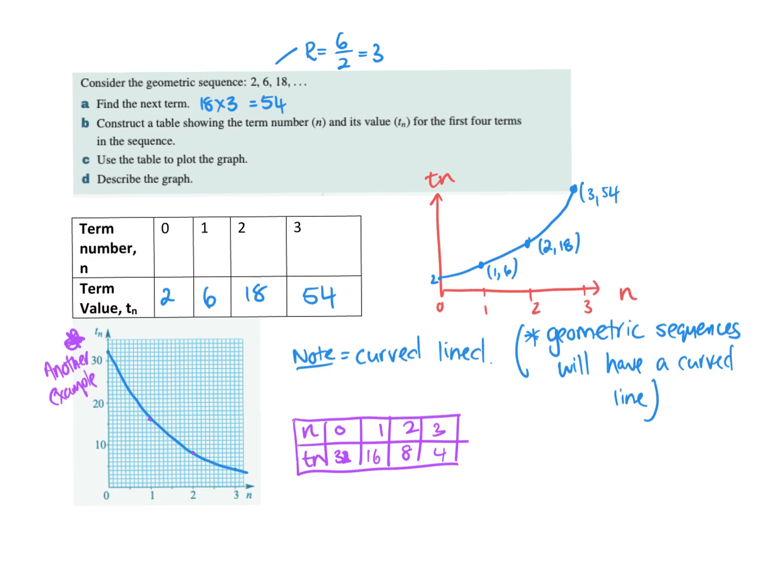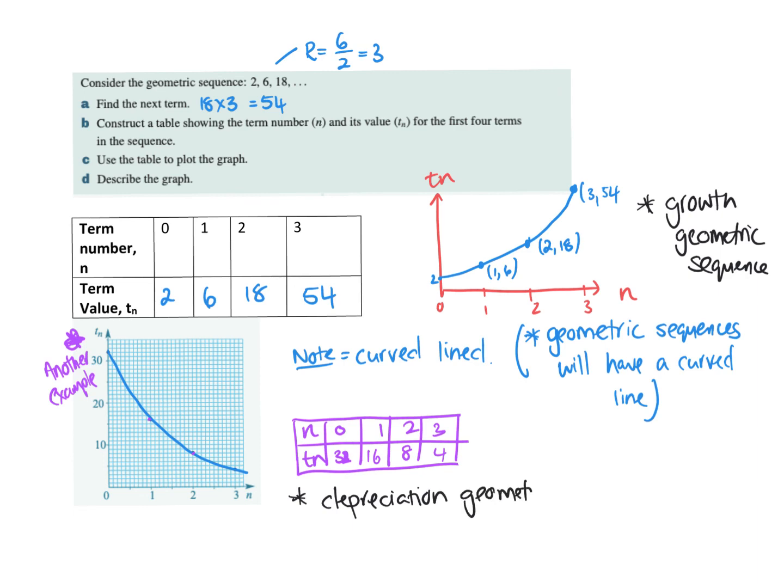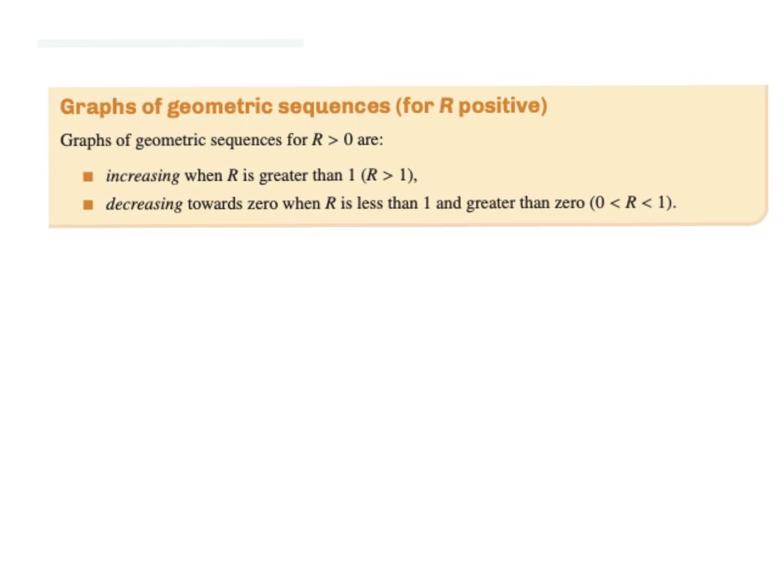If you want to write another little note, this is an example of a growth geometric sequence, and this one is an example of a depreciation geometric sequence. If you want, write under the word depreciation, decreasing, so you understand that depreciation is the word they're going to use for reducing or going smaller. Okay, so this is just summarizing it up.